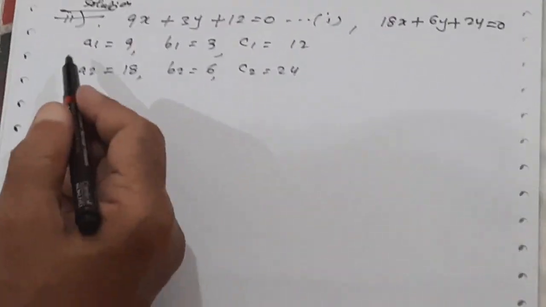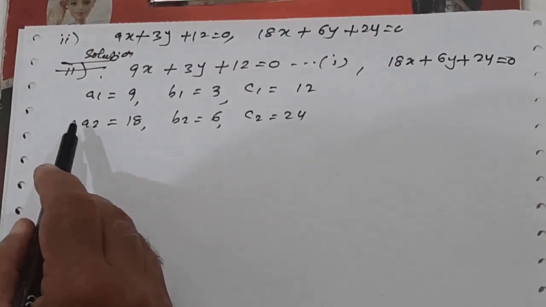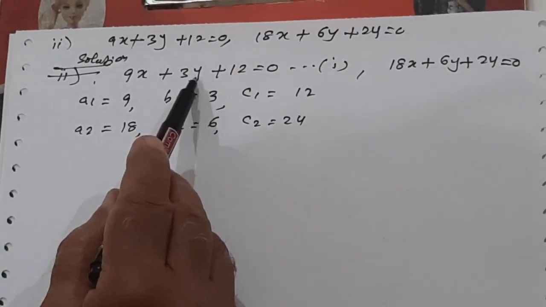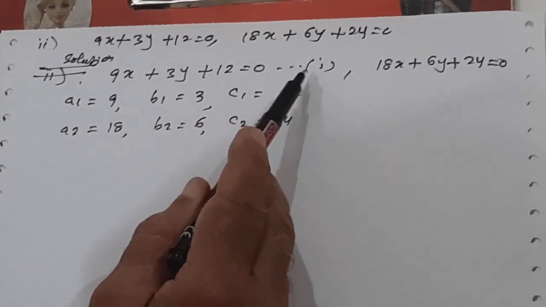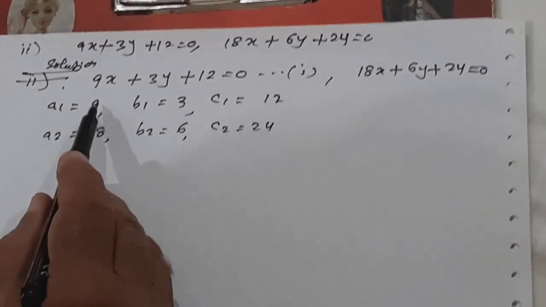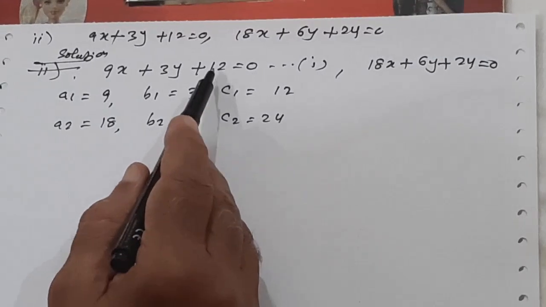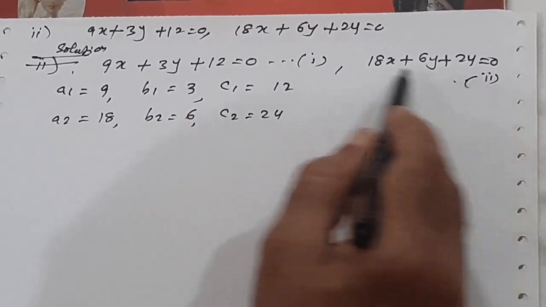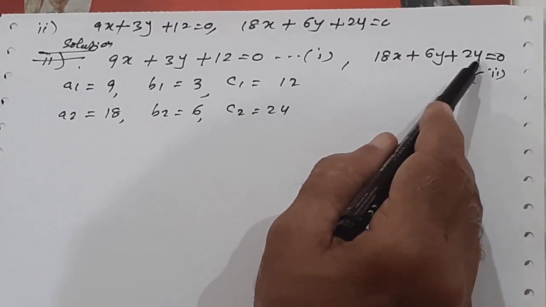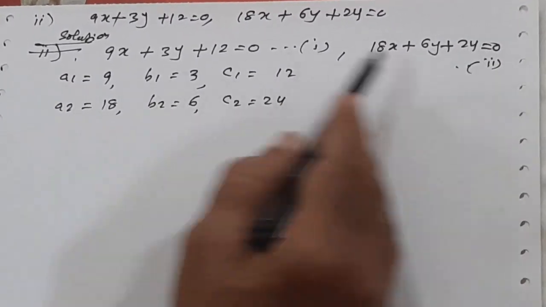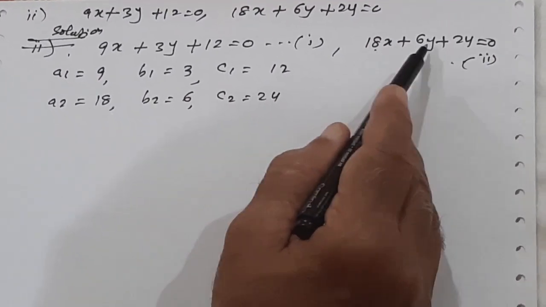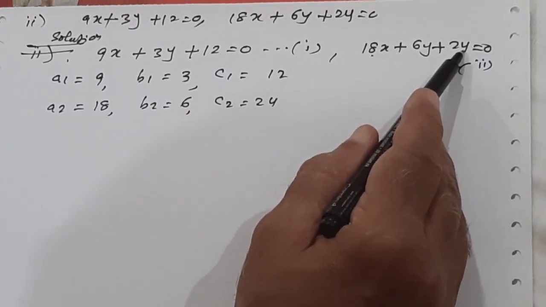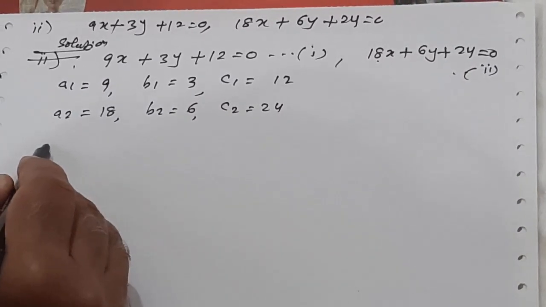So now we have found all this one. Again you see 9x plus 3y plus 12 is equal to 0. This is the equation number 1. A1 is 9, B1 is 3 and C1 is 12. Now this is the equation number 2, that is 18x plus 6y plus 24 is equal to 0. Here A2 is 18, B2 is 6 and C2 is 24. Now find out all the three ratios.